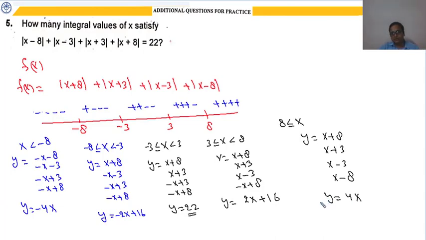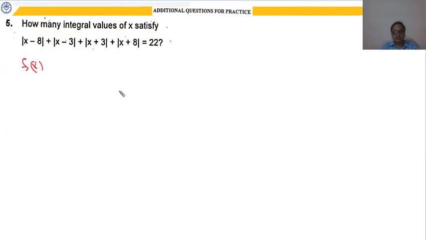Now we have to draw the graph of this. I hope this part is clear. First interval it's y is equal to minus 4x, then y equal to minus 2x plus 16. Then third it's y equal to 22. Then 2x plus 16. And then the fifth interval y equal to 4x. So let's draw this graph.